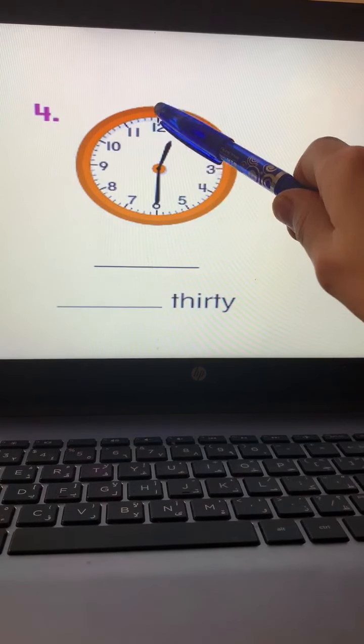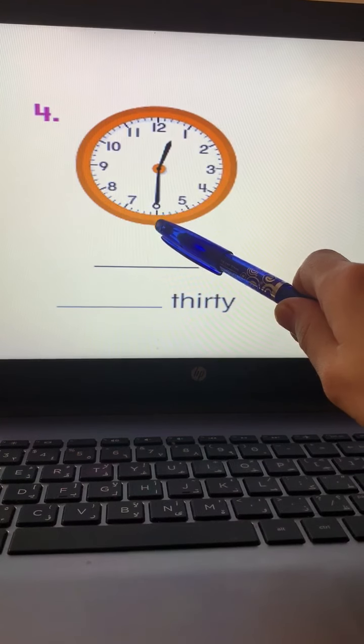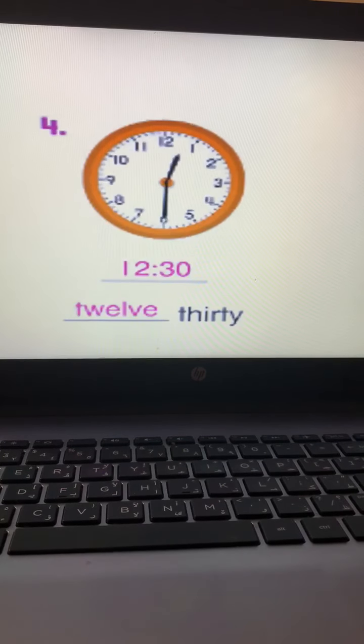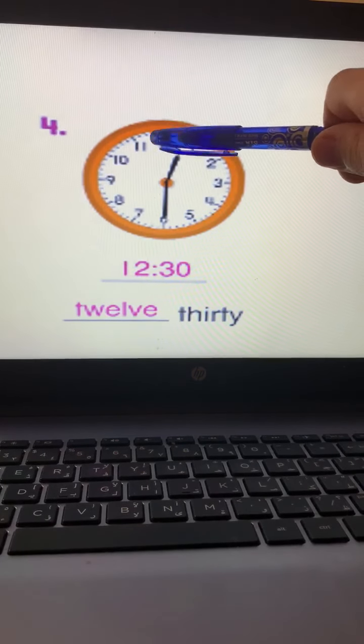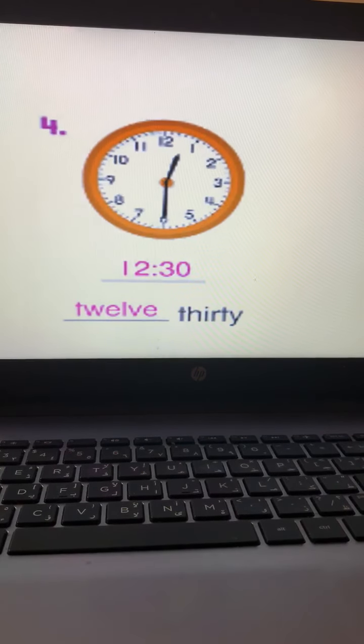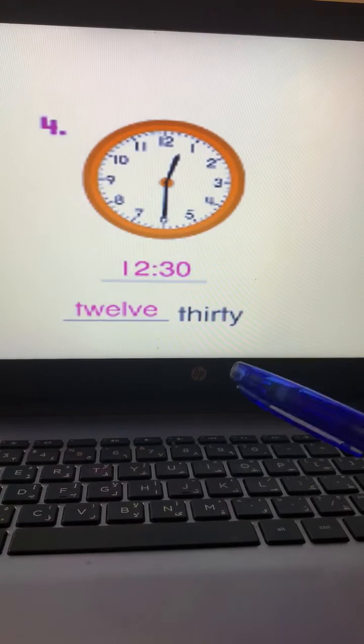So it's 12, and how many minutes here on number 6? 30. Excellent. So it's 12:30. You can say also half past. Half past means 30 minutes. What is the hour? Half past 12 or 30 minutes after 12.